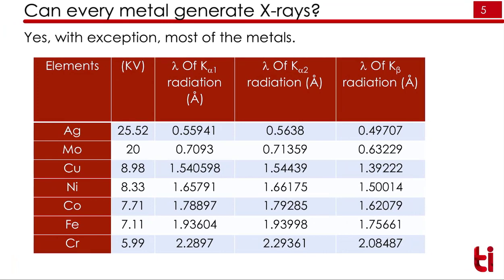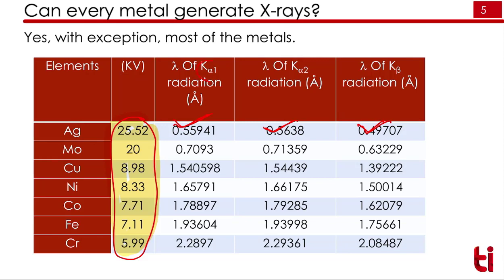So can every metal produce X-rays? The answer is yes, with some exceptions; most metals produce X-rays. And you can see the voltage applied for these metals: Ag, Mo, Cu, Ni, Fe and Cr. This is the voltage, and these values are of K alpha and these are of K beta.